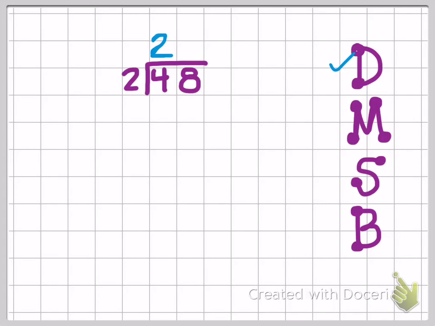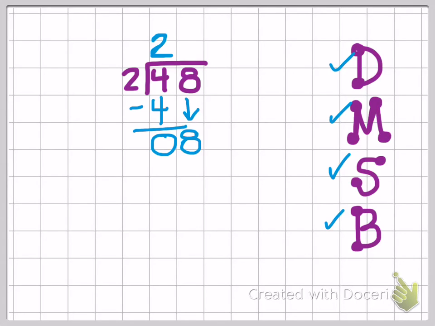Now we multiply. 2 times 2 equals 4. Place your answer right underneath the 4. Now we subtract. 4 minus 4 is 0. Now we bring down. This 8, you're going to bring it down by your 0 for your current remainder.